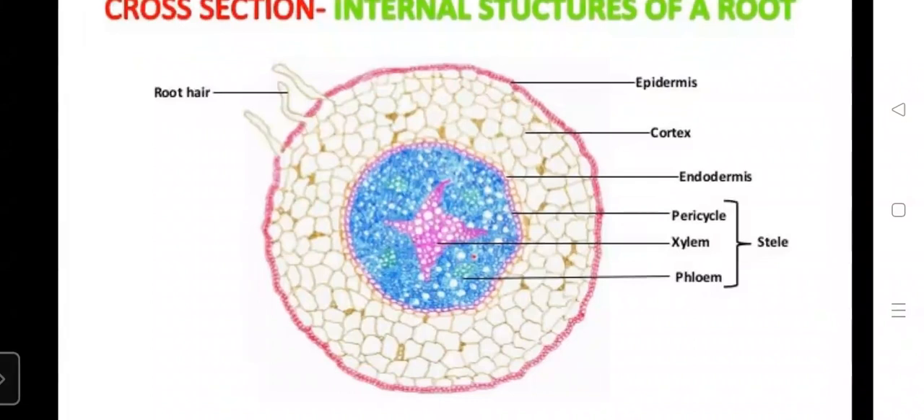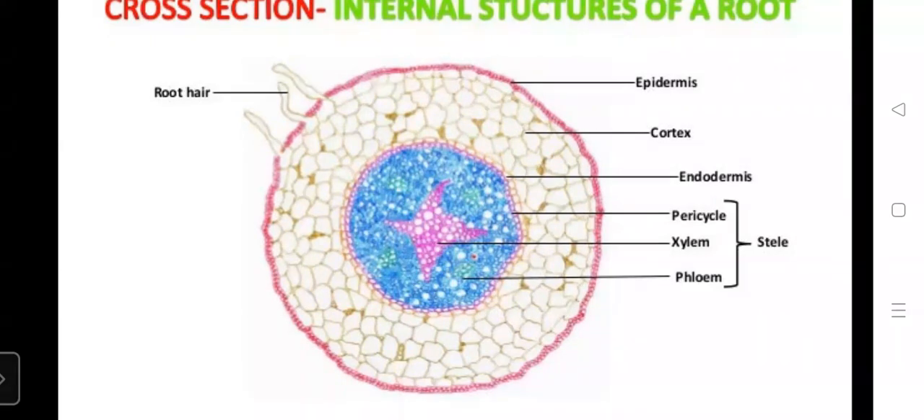Epidermis is the outermost layer and is derived from the dermatogen or the protoderm of the root apical meristem. It is made up of thin-walled living cells that are compactly arranged. In transverse section, we observe that these cells appear rectangular or isodiametric and oval in shape. The epidermis usually lacks stomata and cuticle. Okay, so remember this. The cuticle and stomata are absent.